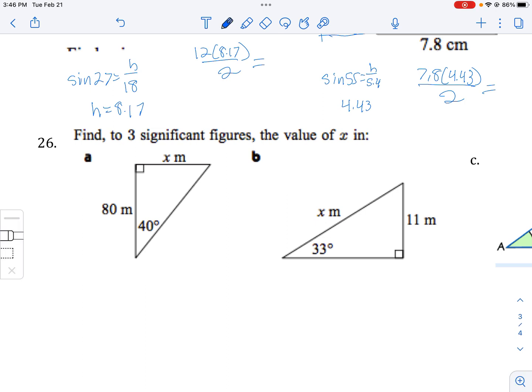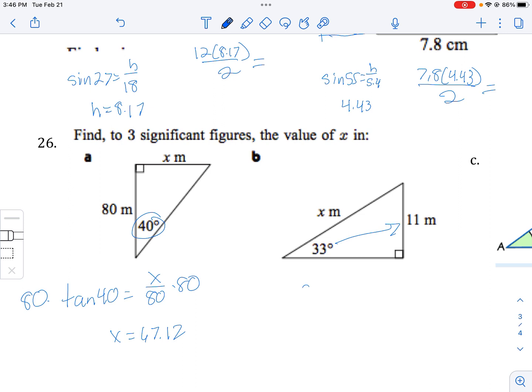Finding these. So SOHCAHTOA, it's a right triangle. So we have the sine, not the sine, that's opposite and adjacent. So the tangent of 40 equals x over 80. So we have 80 tan of 40. So we have x equals 67.12.